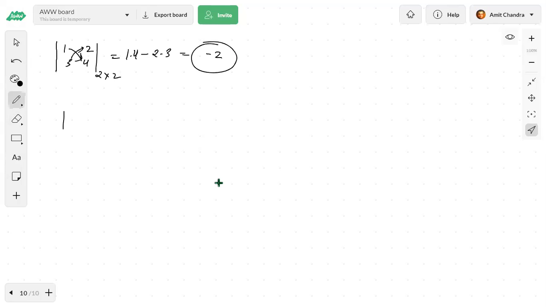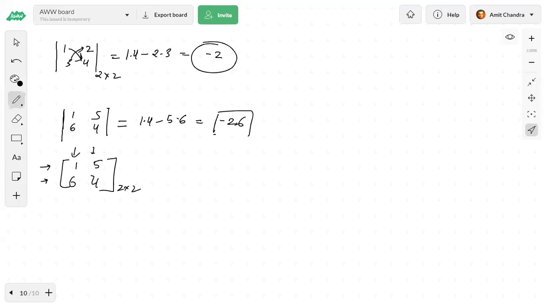Suppose we have a matrix like 1, 5, 6, 4. If I write it in square brackets, this means a matrix, an array of elements, with 2 rows and 2 columns, 2 cross 2. But if I write it like this, that means it is a determinant. This is a scalar value. So this is 1 into 4 minus 5 into 6, that is 4 minus 30, which is minus 26. Understood? This is a scalar value, the determinant, and this is a matrix.